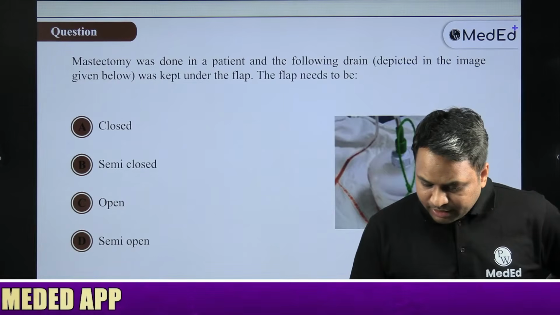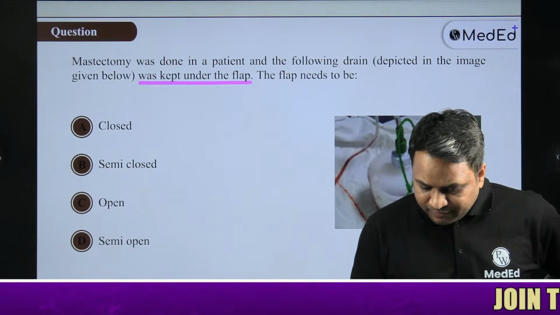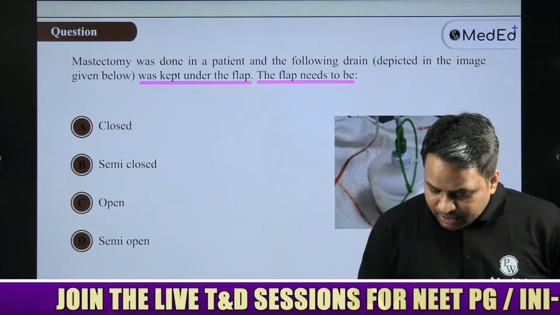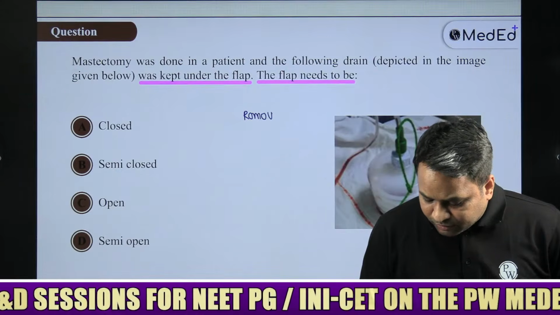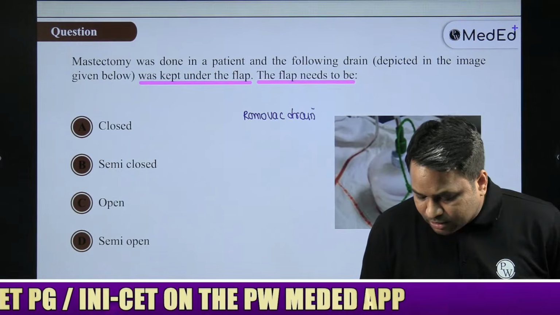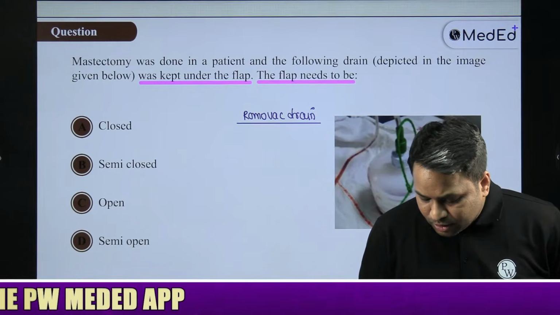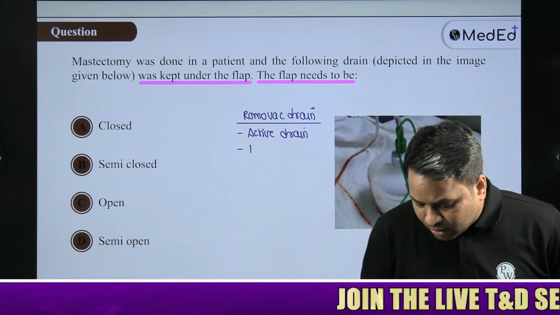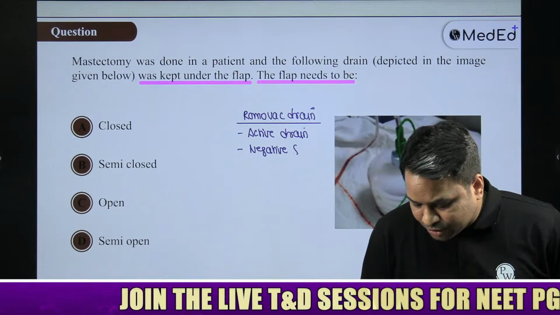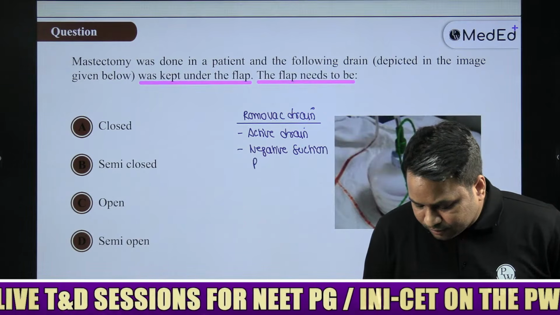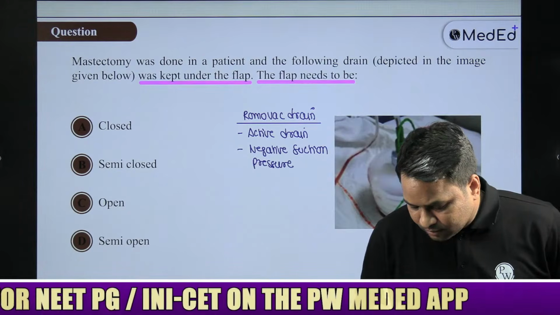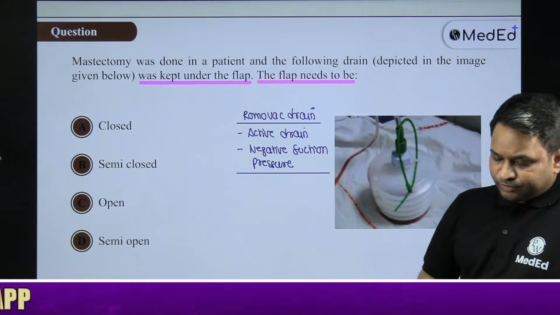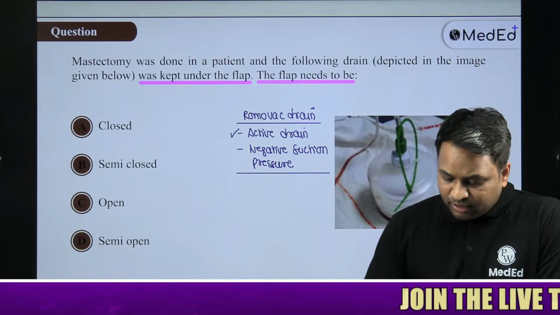Mastectomy was done in a patient and the following drain was kept under the flap. Now, this is a drain which you can identify in the image. This is your Romo-Vac drain. It works on the principle of negative suction pressure. So it is an active drain, works on negative suction pressure.